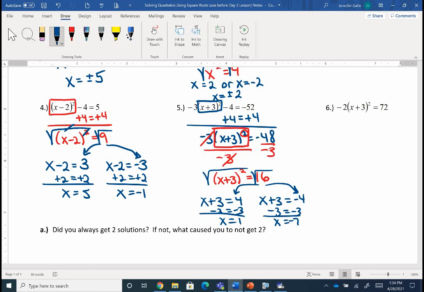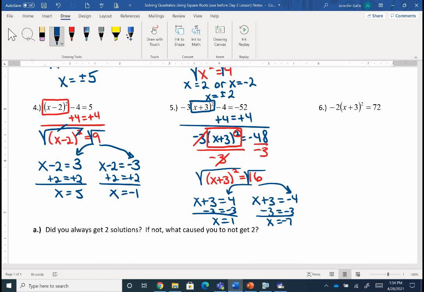All right, guys, we're on our home stretch. We're on our last example already. Number 6, again, the goal is to get that squared number by itself, or squared term.